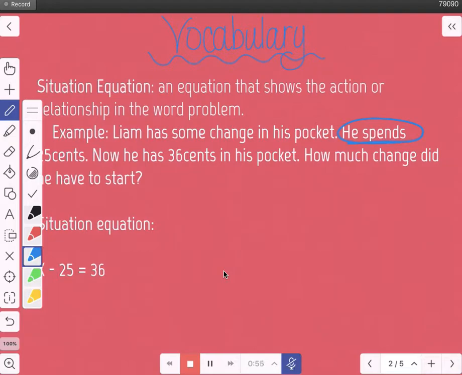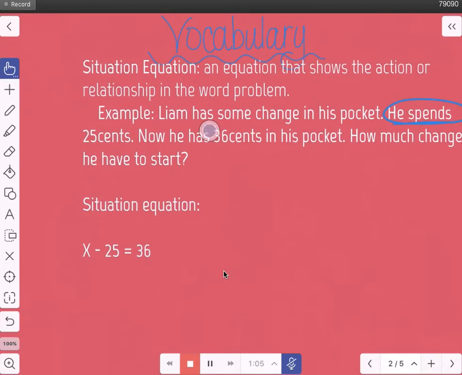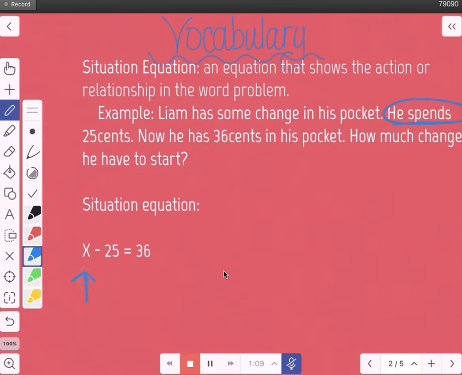So when I look at my situation equation, you can see that he has some money, an unspecified amount. He spends 25 cents and he's left with 36. So this equation shows exactly what happens in the problem.